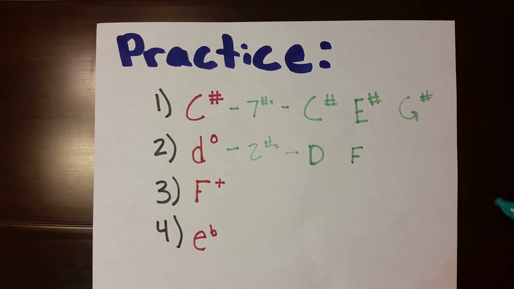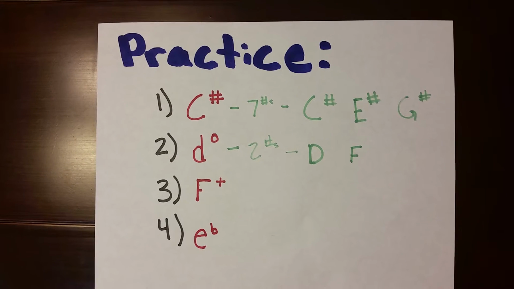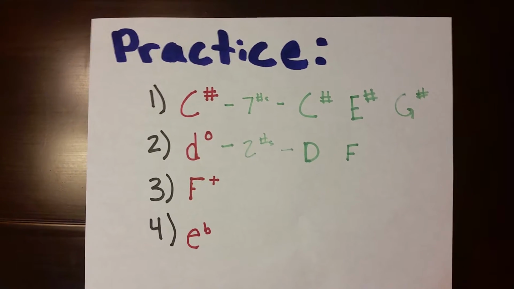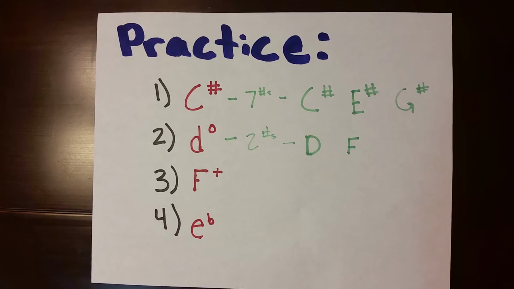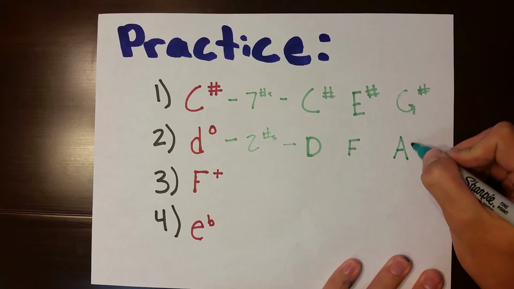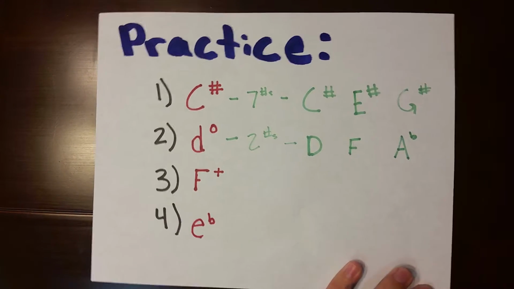Now, to the fifth scale degree. Fifth scale degree of D major is A. But we know in a diminished triad, the fifth is also lowered. So, we're going to use A flat.